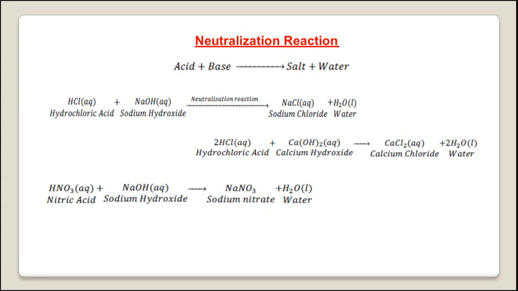If we take a more powerful acid and a less powerful base, the salt will be acidic. If we take a less powerful acid and a more powerful base, the salt will be a basic salt. If both have the same strength, neither strong nor weak, they will produce a neutral salt. I have taken three examples.